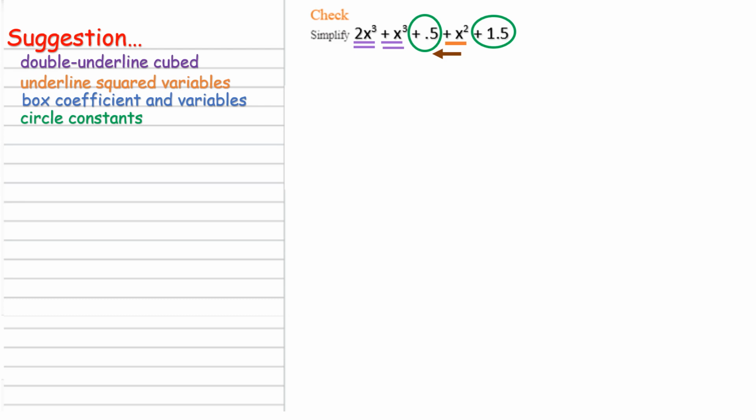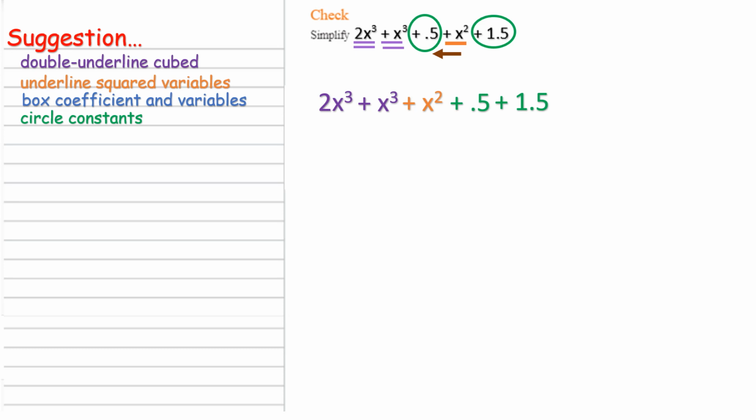So I want to be able to arrange these in order from largest to smallest. And my exponent of my coefficient will usually tell me which one needs to come first. So I'm going to keep my 2x cubed plus my x cubed. I'm going to slide my x squared over, so plus x squared. I don't have any with just a single variable, but I do have my two constants of 0.5 plus 1.5.